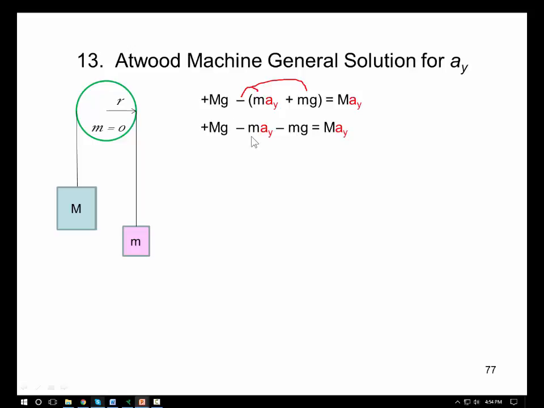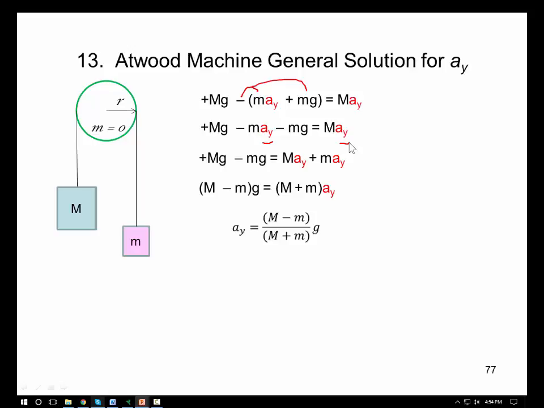And then, because here's my unknown, a_y, on the left and right side, I'll collect all of my terms with a_y onto the right side. And then I'll factor out my common factor, a_y. And now, to solve for a_y, I can just divide both sides by capital M plus little m. And this is my nice simple relationship.